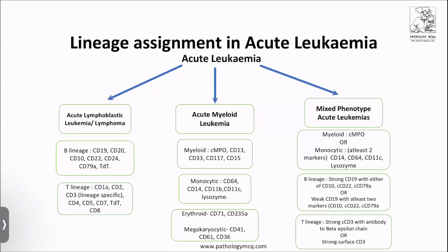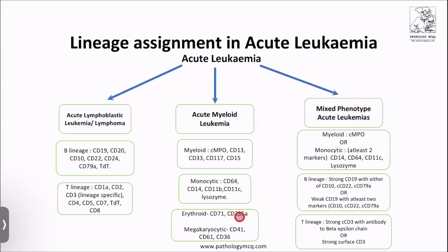So when we have to call it AML with monocytic differentiation, we have to see the presence of at least two monocytic markers, and then we can call it AML with monocytic differentiation. And when we are seeing AML with erythroid differentiation, we always see a blast in the CD45 negative side scatter window, which is showing expression of CD71 and CD235A. So these are the markers which must be present to call it acute erythroid leukemia.